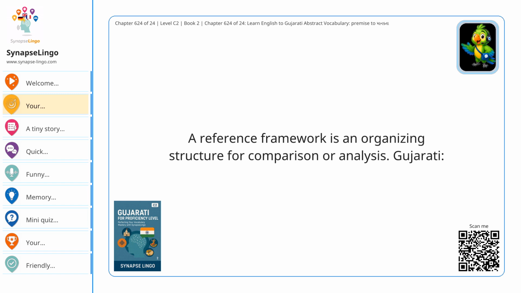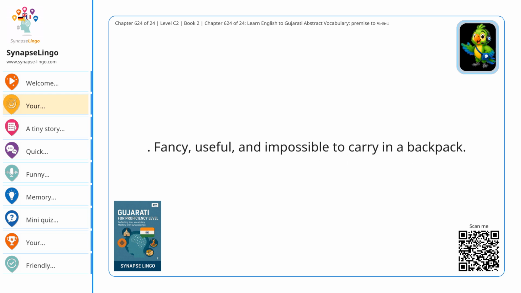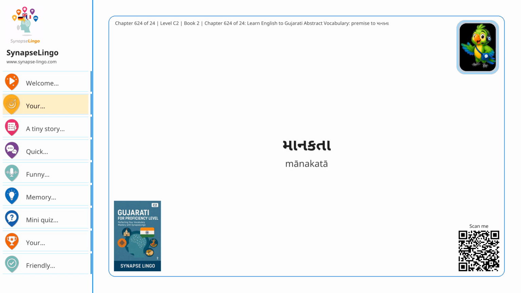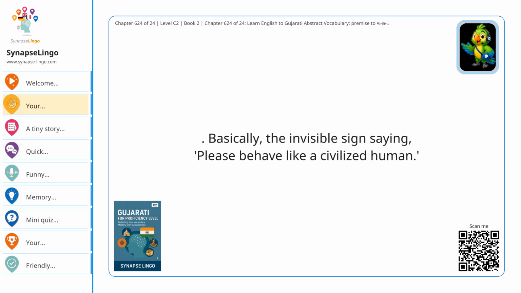A reference framework is an organizing structure for comparison or analysis. Gujarati. સંદર્ભ માળખું. Fancy, useful, and impossible to carry in a backpack. Normativity is the idea of standards, rules, and what ought to be done. Gujarati. માનકતા. Basically, the invisible sign saying, please behave like a civilized human.